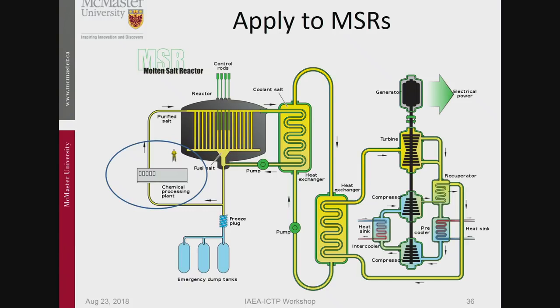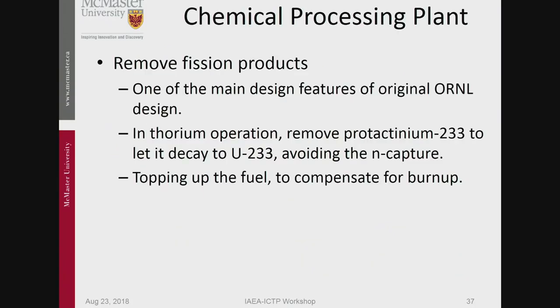So the chemical processing plant, that's where that would happen. That's where you would put the protactinium. You can also remove the fission products there, and that is one of the main design features of the original Oak Ridge design. And as I said, in thorium operation, you would remove the protactinium-233 to let it decay to U-233, avoiding the neutron capture. And you can also use it to top up the fuel and to compensate for burnout.